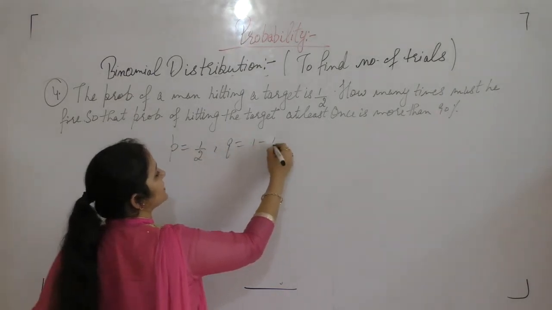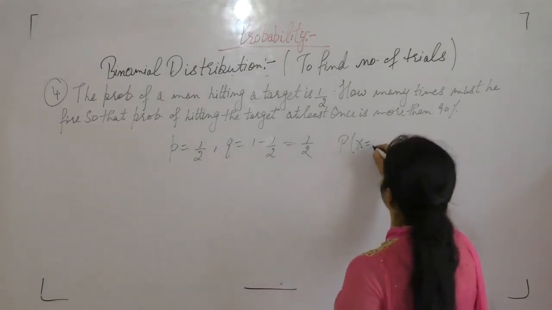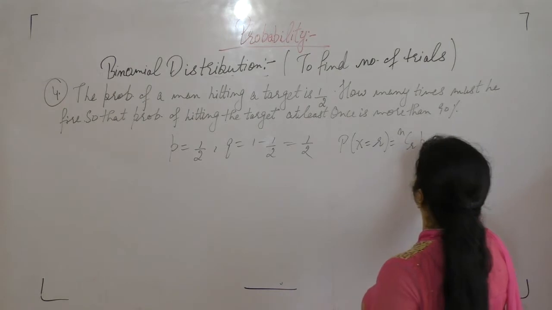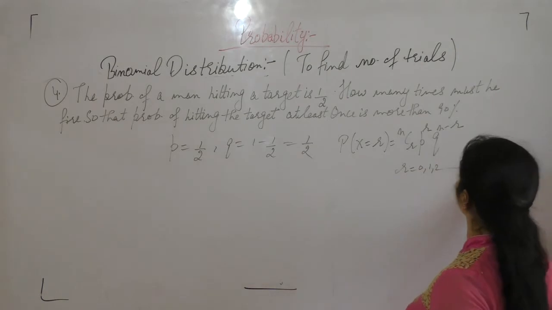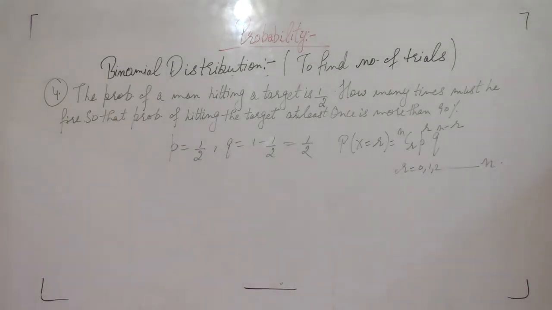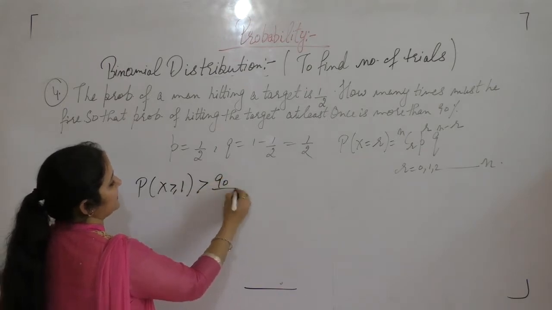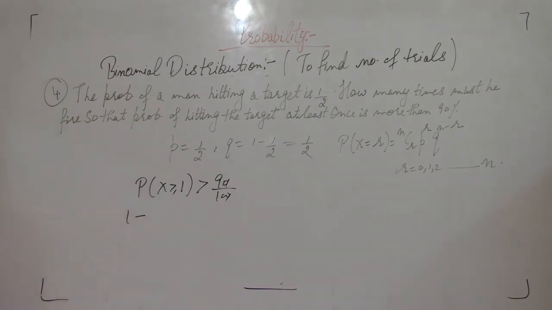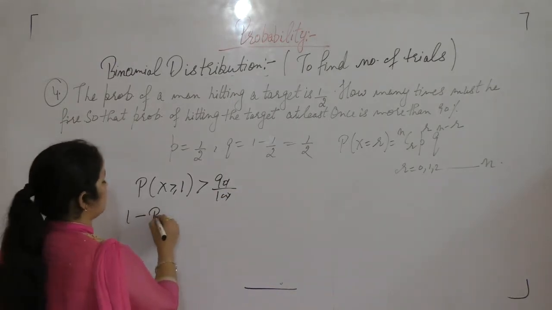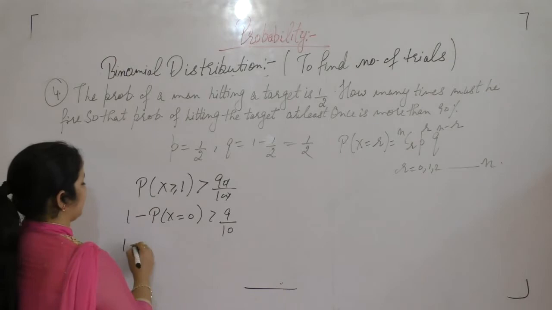So Q is 1 minus 1/2, that is 1/2. Probability at x equals r is nCr p^r q^(n-r), r takes value 0, 1, 2, and so on up to n. Now probability at least once. So x greater than or equal to 1 is greater than 90%, so 9/10. Probability at least once means 1 से ज़्यादा भी हो सकता है. So 1 minus probability x = 0 is greater than 9/10.